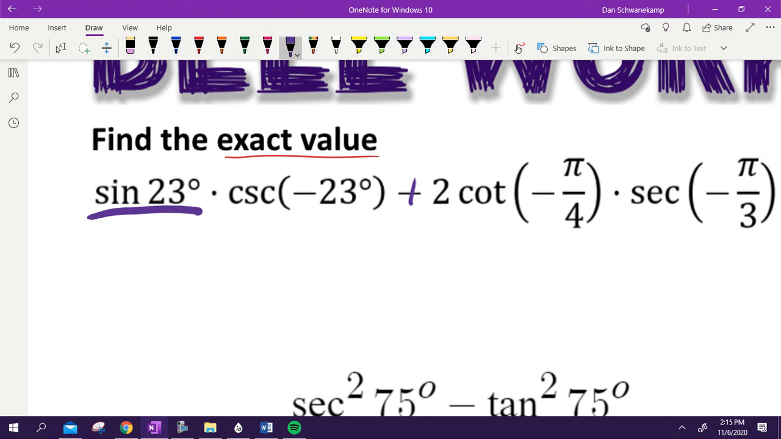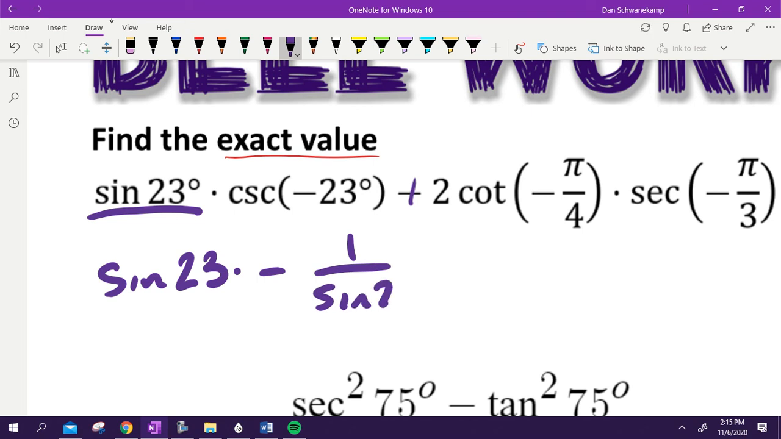Sine of 23. Ooh, cosecant of negative 23. What could I do with this negative sign? Pull it in front. And it's cosecant of 23. So cosecant of 23 is the same thing as 1 over sine of 23. So what's going to happen when I take sine of 23 times negative 1 over sine of 23? Get you negative 1 because that and that cancel. They're reciprocals. It's negative 1. And then a plus sign.